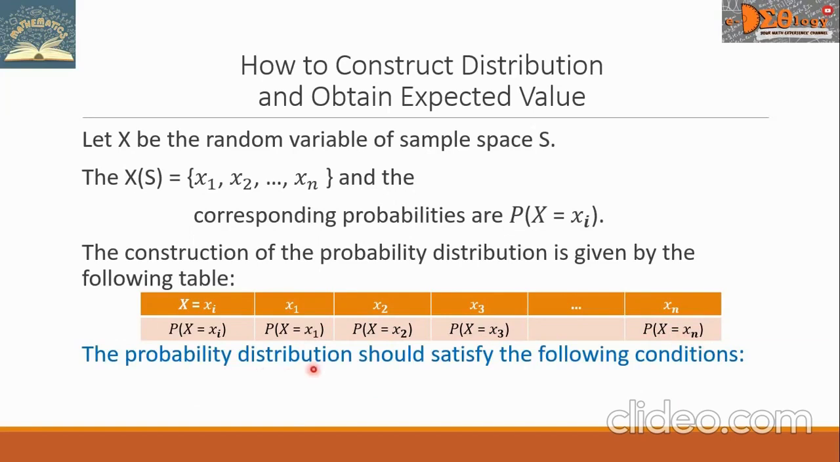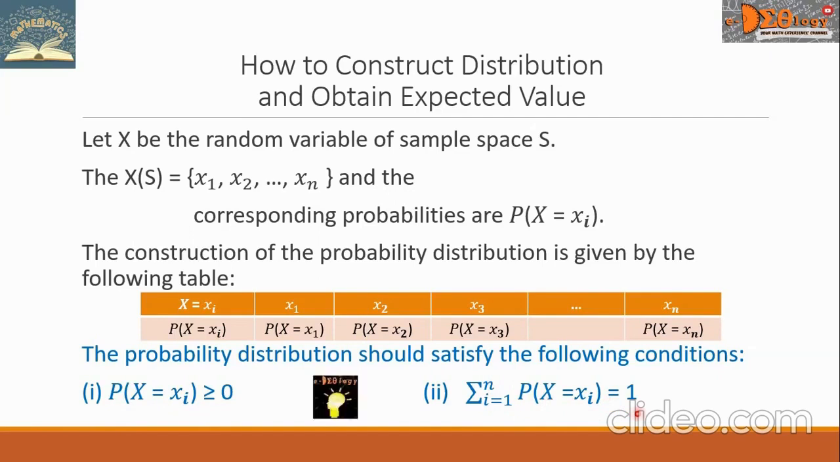The probability distribution should satisfy the following conditions. We have here two conditions. The first is that the probability for capital X equals small x sub i must be greater than or equal to 0. Second condition, the summation where i equals 1 up to n of the probability of capital X equals x sub i equals 1. We shall have examples in the next video.